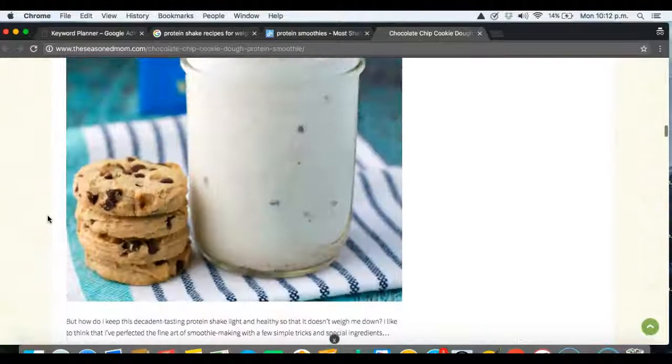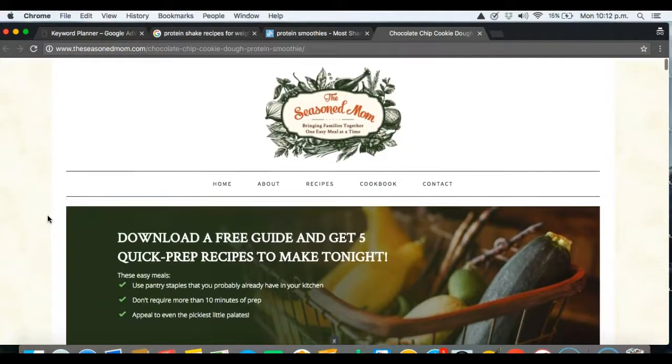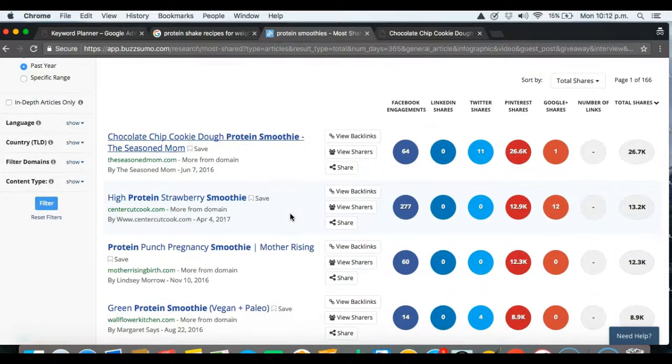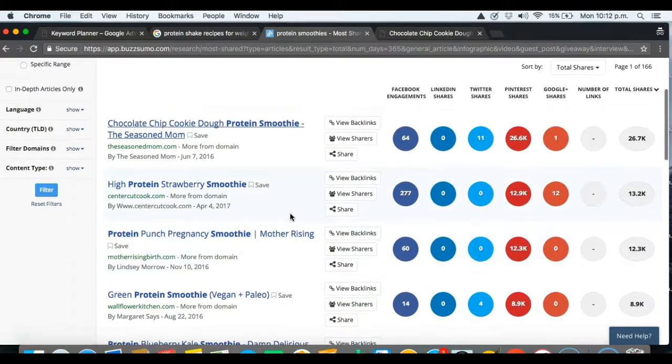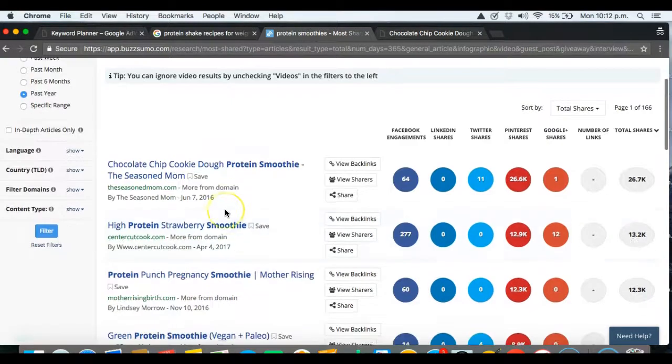So really just looking to see why this is a successful article. It's kind of outside the remit of keyword research, but it's just to give you an idea on what can work and how you can take your keywords to this type of tool just to see what kind of content is really popular for this type of query here.